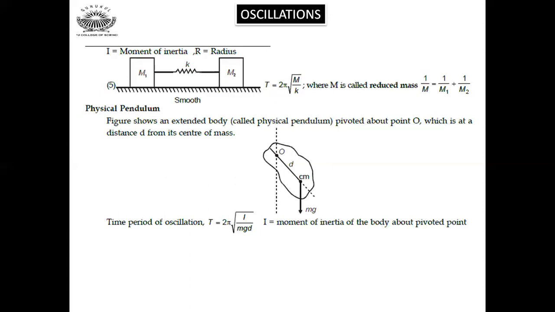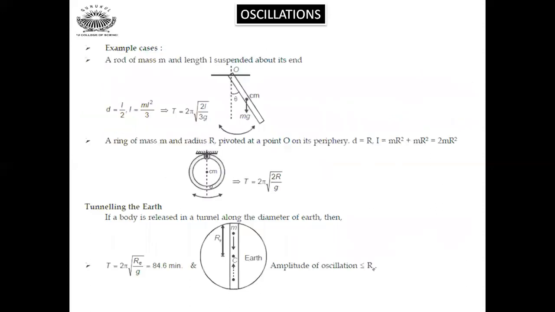Now, the physical pendulum. The figure shows an extended body called a physical pendulum pivoted about point O, which is at a distance d from its center of mass. So the time period of oscillation T equals 2 pi root of I divided by mgd. I equals the moment of inertia of the body about the pivot point. So this is how you get the time period, in terms of moment of inertia.